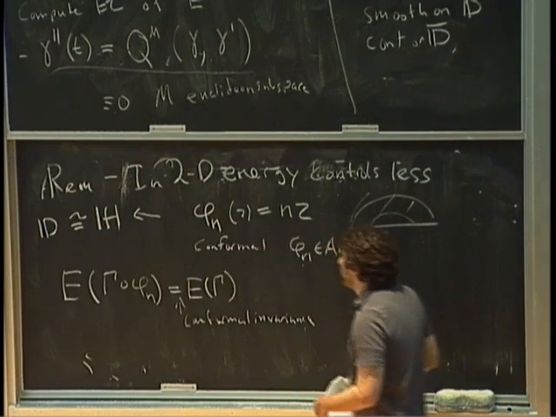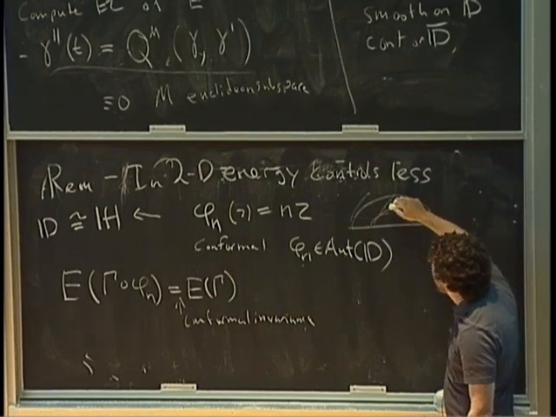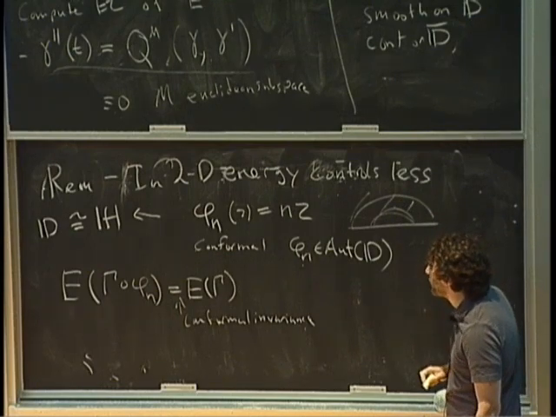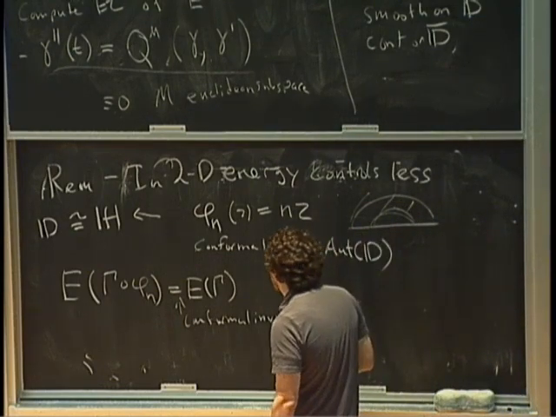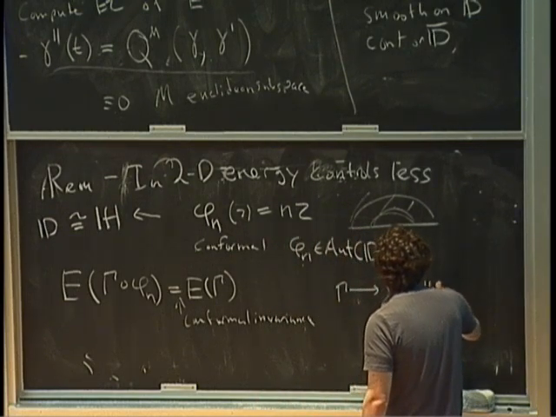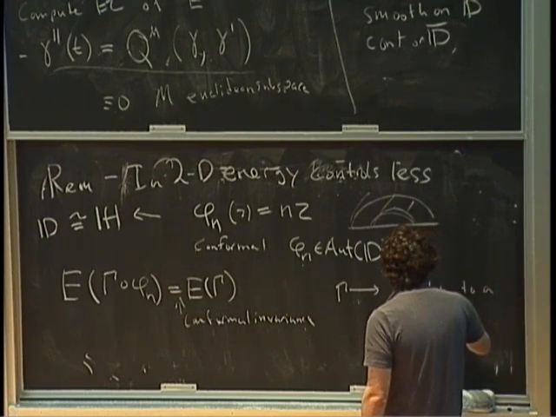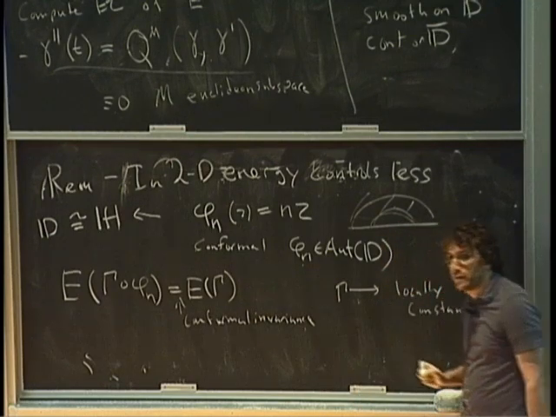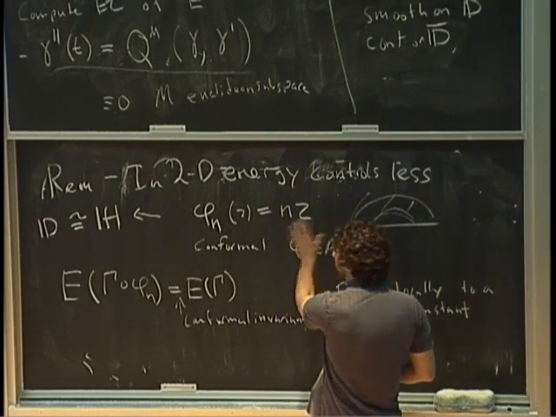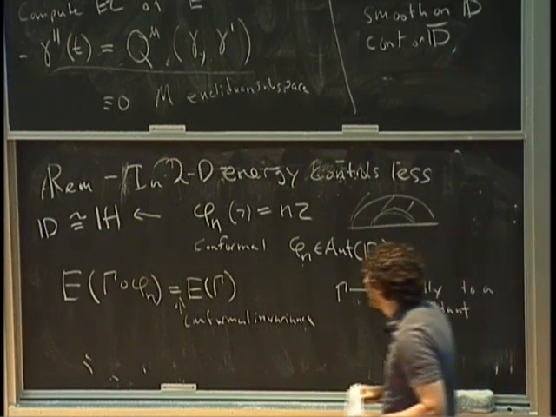But obviously, when you work it out, this is really forcing gamma to essentially converge, locally, to a point, to a constant map. So this is really bad, because if we don't somehow deal with these symmetries, we're in a lot of trouble in trying to do any kind of direct method.